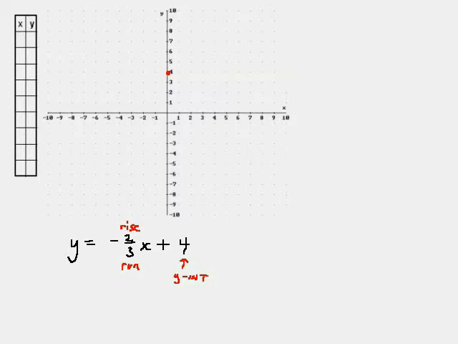So let's do it first with the negative on the 2. So that would mean we would go down 2, and I'll just make a little notation here, if that 2 was negative, and right 3. And you can see where the line's going to go. Those 2 points you connect it.